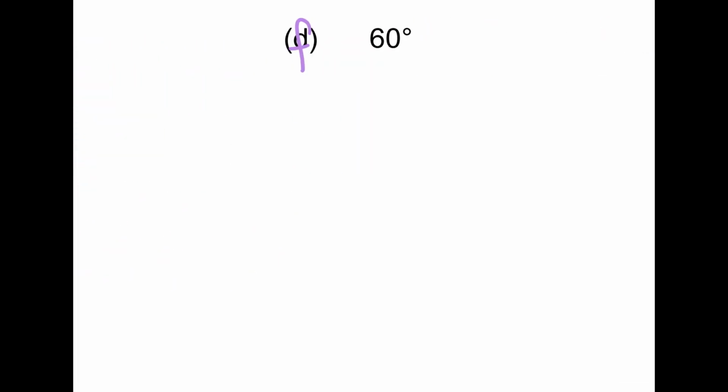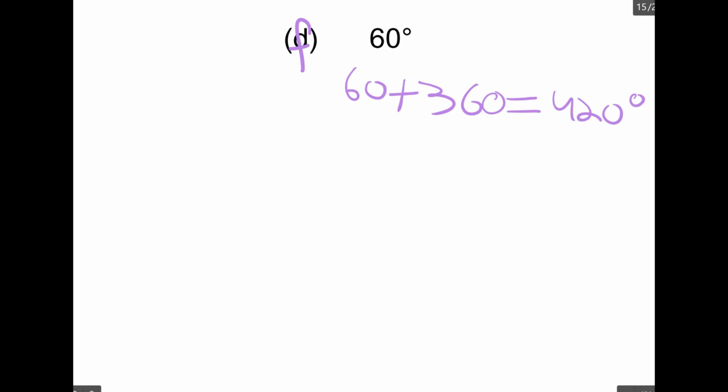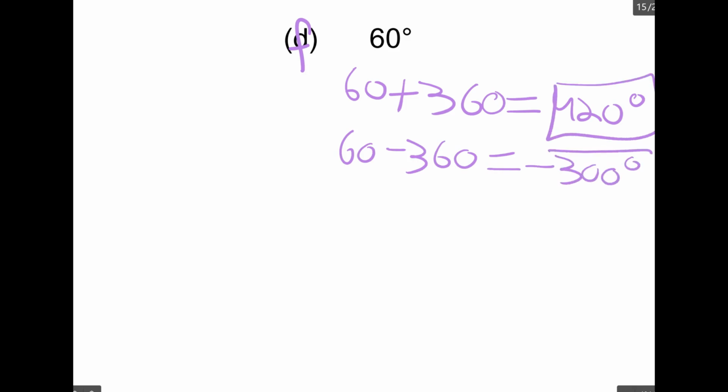Okay, so you're going to do 60 minus, or plus, or you minus first, whichever. And that's going to equal 420. Sweet. So that's going to be 60 minus 360. It's going to be negative 300. Oh wow, we really have a lot of practice. Perfect, there's your answer.